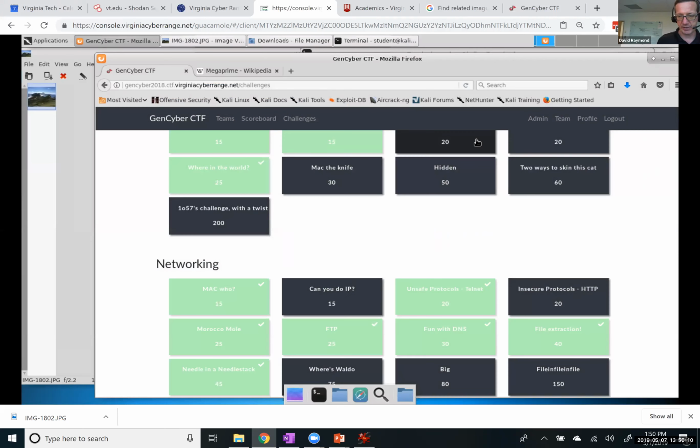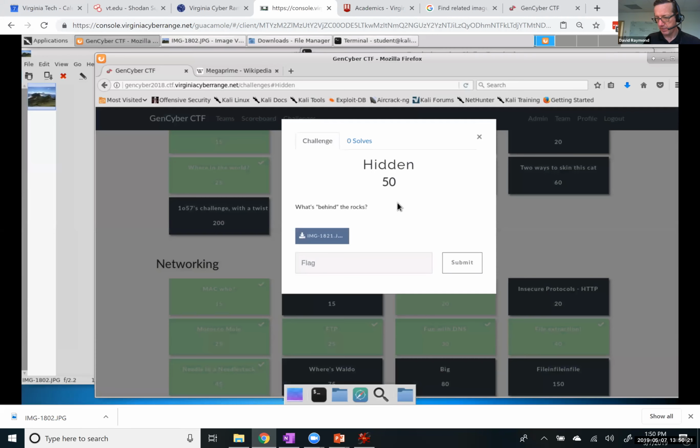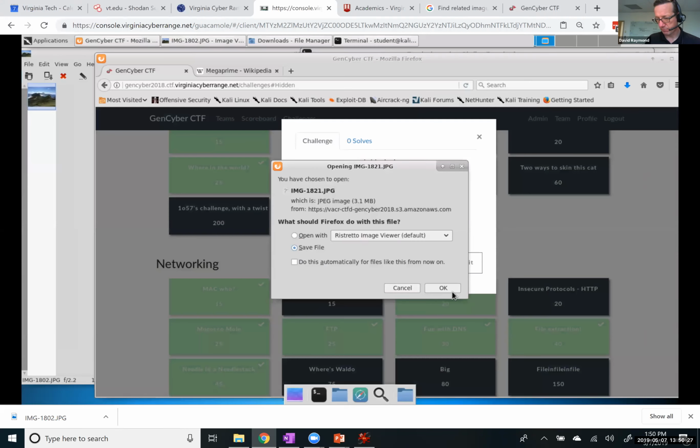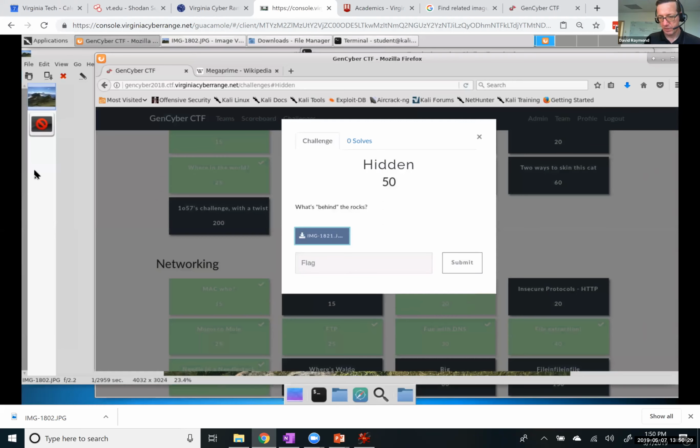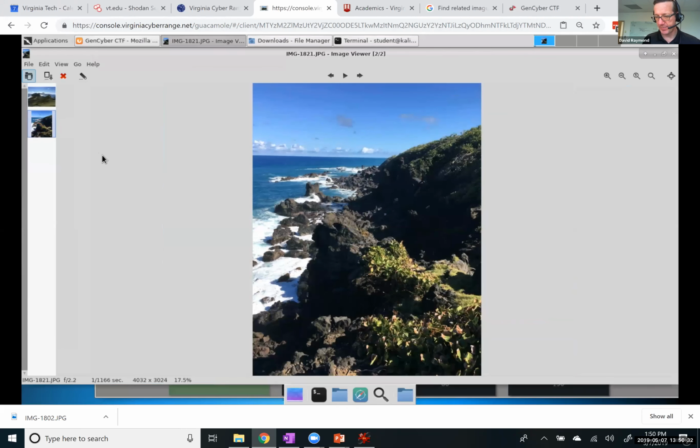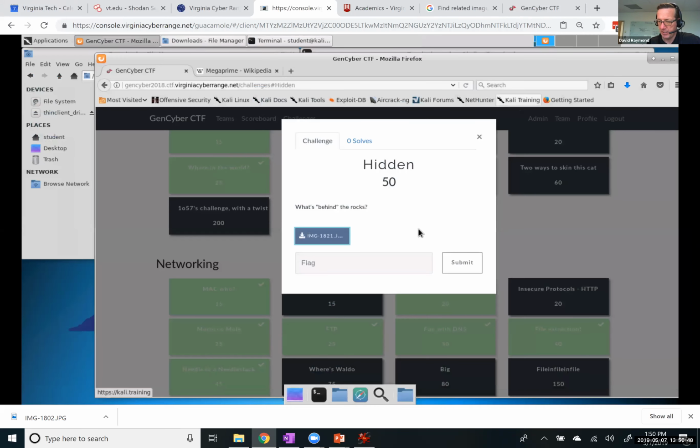Another way is we looked at a couple of different tools for looking at Exif data. And so what else do we have here? What's behind the rocks? Okay, this is another image. I would take that same approach to solving this one as I did to solving that previous one. I'm not sure what the answer is to this or exactly where it's hidden, but it's a similar sort of challenge.